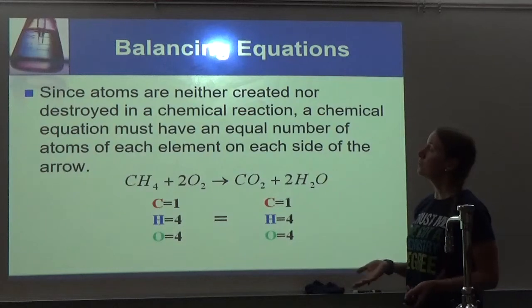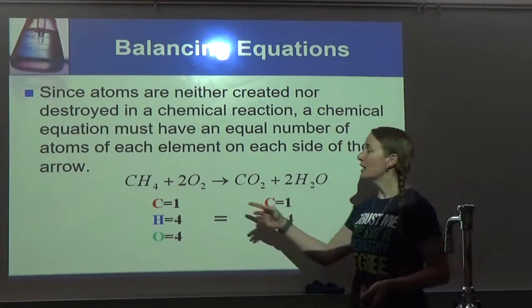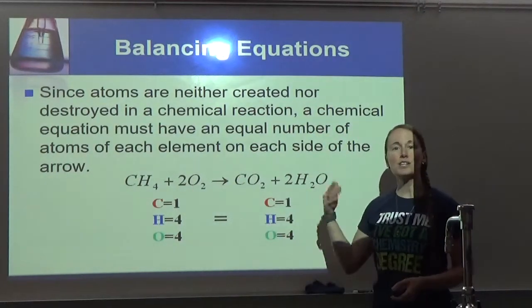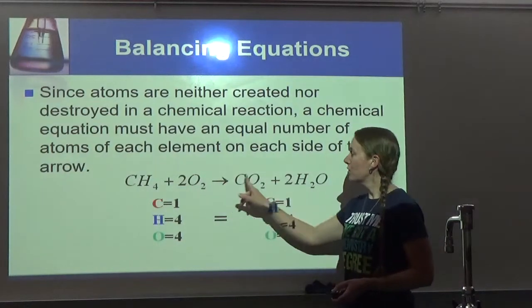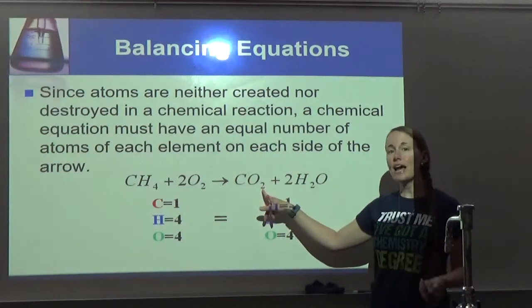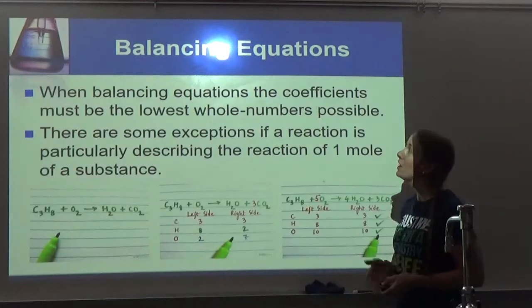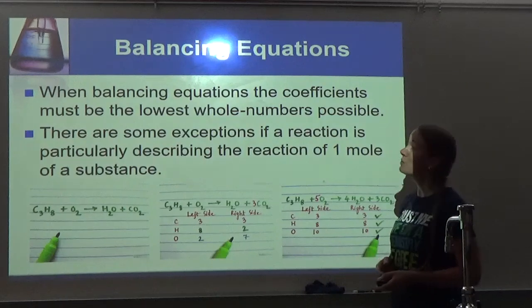Since atoms are neither created nor destroyed in a chemical reaction, a chemical equation must have an equal number of atoms of each element on each side of the arrow. So that's where we come to balancing equations. Okay, so we did this in honors, and so we're going to look at it again for just a minute. Okay, so remember, you're allowed to put coefficients. You cannot change, add, or alter a subscript when you're balancing. When balancing equations, the coefficients must be in the lowest whole numbers possible.